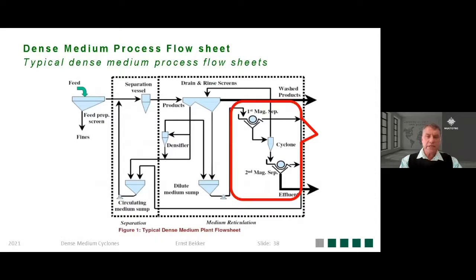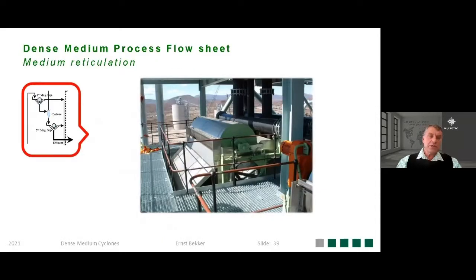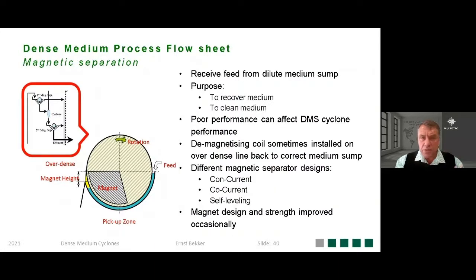On the magnetic separator section, in this picture, you see on the left-hand side a primary and a secondary magnetic separator. These days, there's only one primary magnetic separator. There's going to be a session in more detail on magnetic separators later, but this just shows you what the magnetic separator looks like. And what's the purpose? It receives the dilute media, and you need to recover the magnetic media. It's also cleaning the media of non-magnetic material. A poor performance of the magnetic separator can affect the performance of the dense media cyclone.